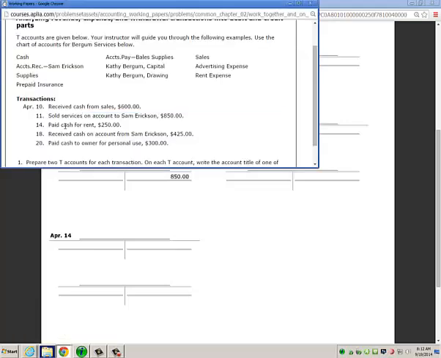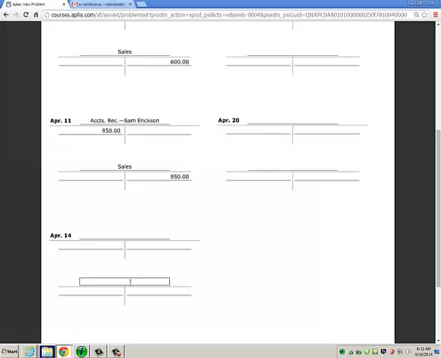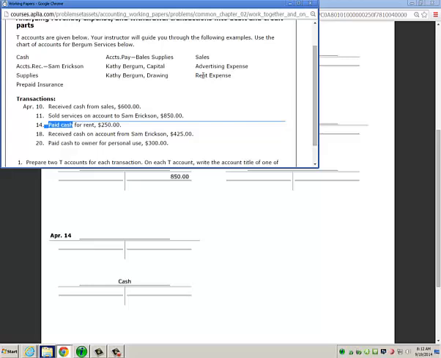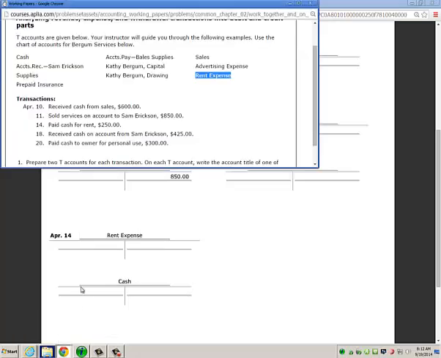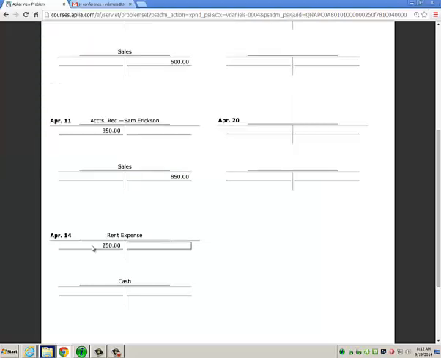All right, third one. Paid cash for rent. Let's start with this part right here. Paid cash. When cash goes away, that's a credit. So we know right away cash is going to be our credit. Therefore, by default, rent expense must be our debit. So now we're learning when we have a rent, we're thinking debit. Expenses are almost always debits. I put 250, I put 250, and I am done with the third one.